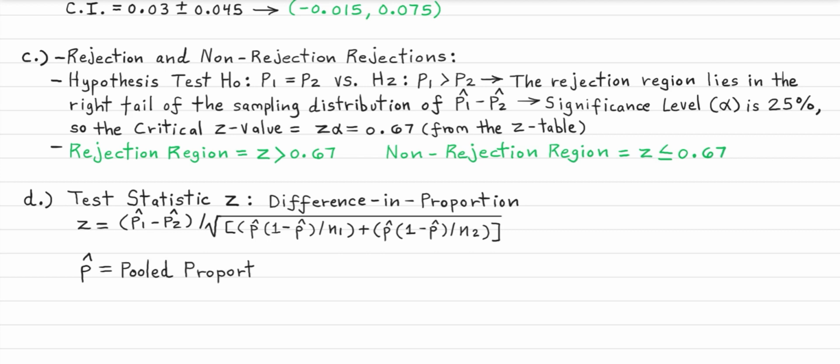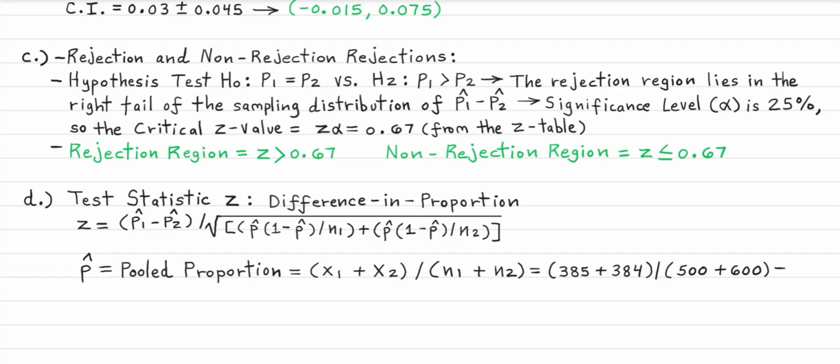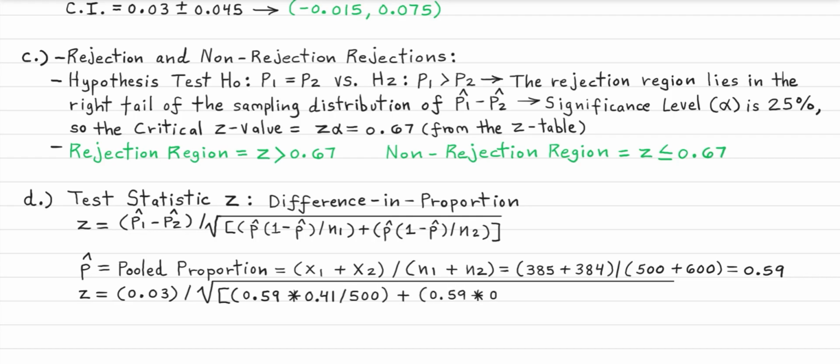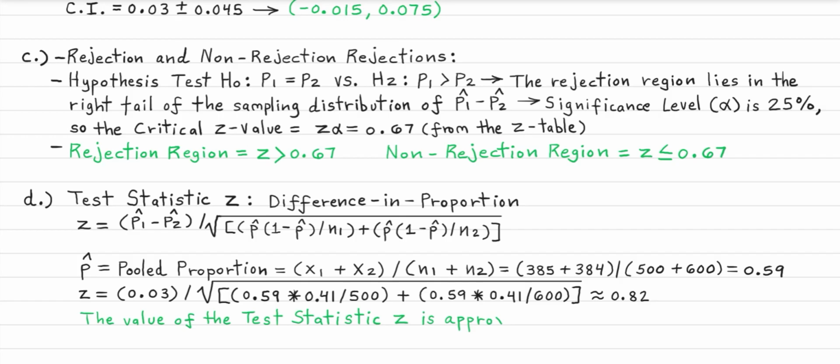So our P hat is identified as the pooled proportion, and that is equal to this equation and solved. So 0.59 is our P hat, and then our Z quantifies to approximately 0.82. The value of the test statistic Z is approximately 0.82.